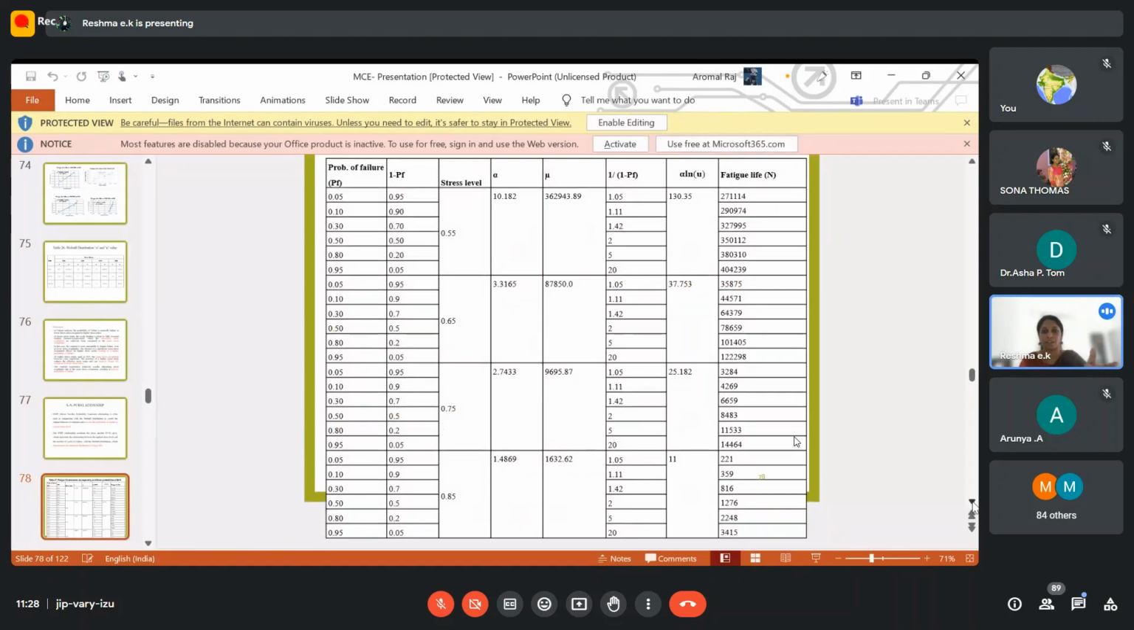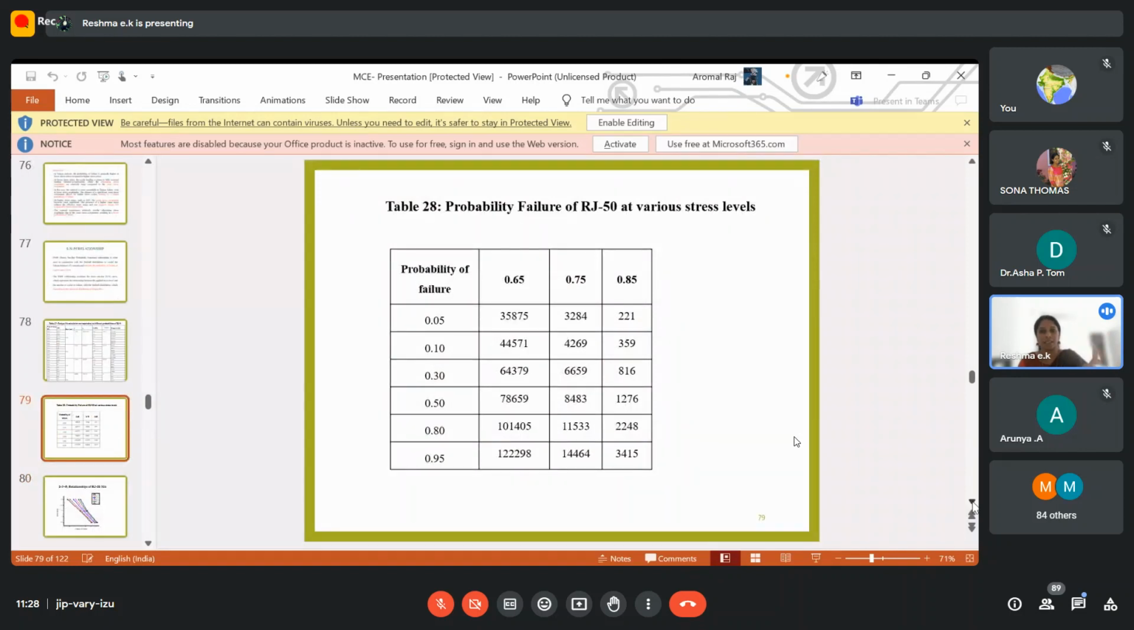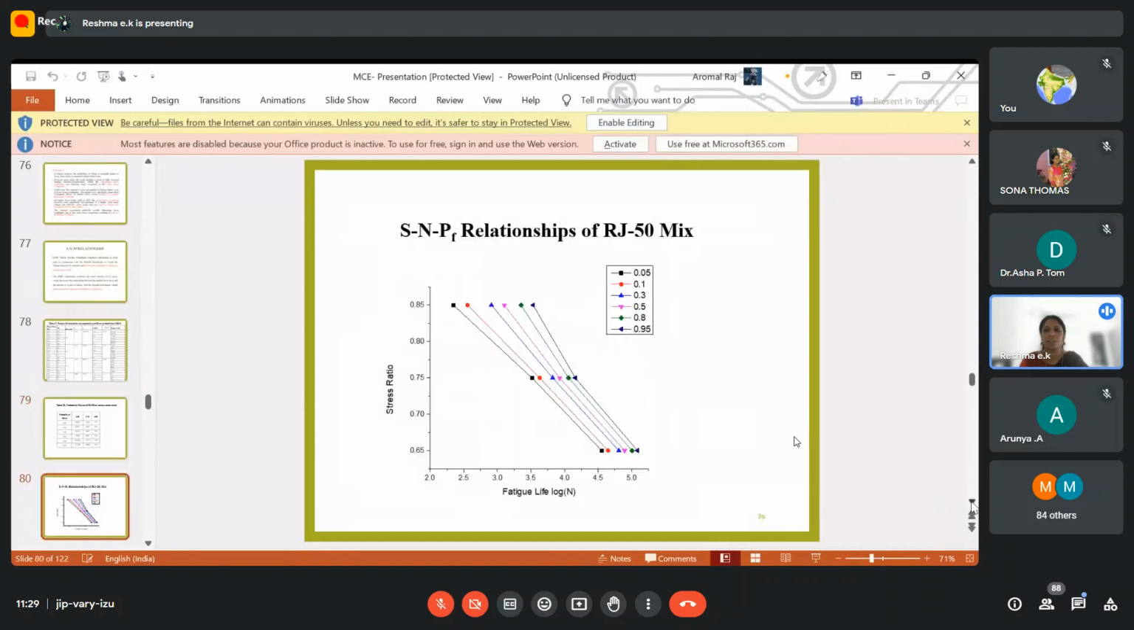Then this table says what the probability of failure is at 5%, 10%. That means the probability of success: 95% success, 80% success, 30%. So we can easily make out the probability of failure at different stress ratios, so that we can plan.